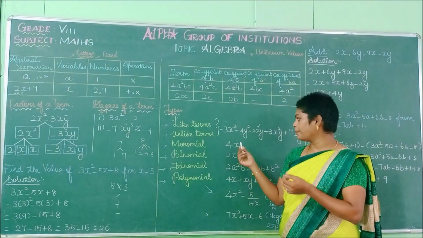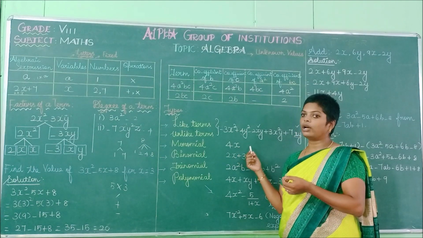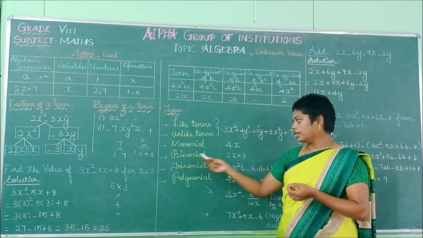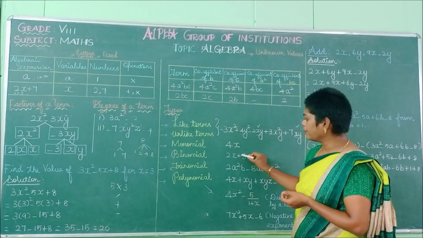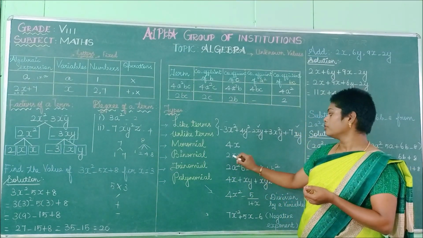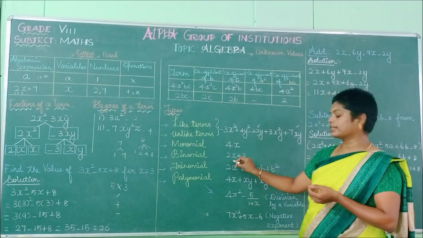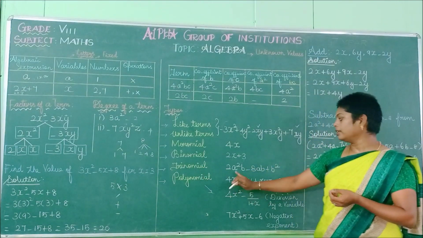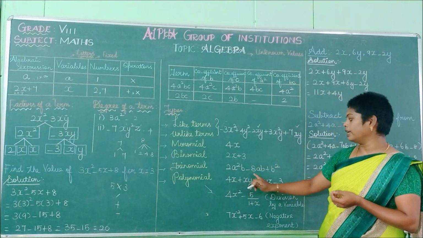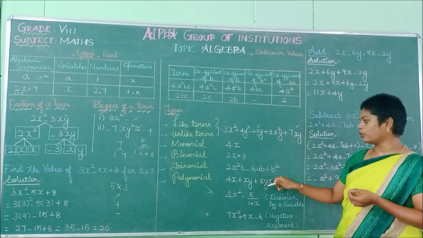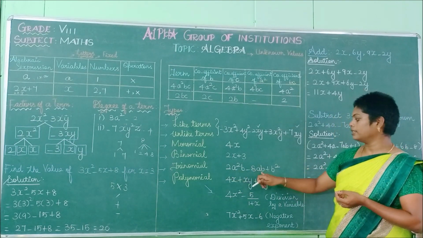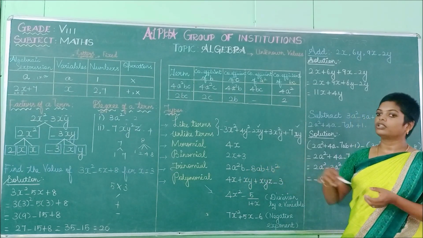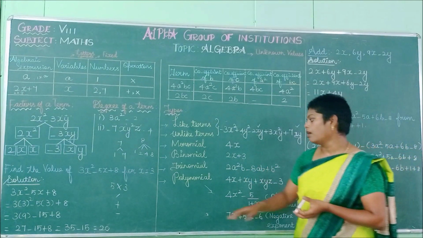So look at this example. 4x. There is no plus or minus, likewise. So here, binomial. We have the mathematical operation plus present here. So these are the two terms: 2x is one term and 3 is another term. And then trinomial: 2a squared b minus 8ab plus b squared. So this is one term, this is another term, and this is also another term. So three terms are present here, so it is called a trinomial.